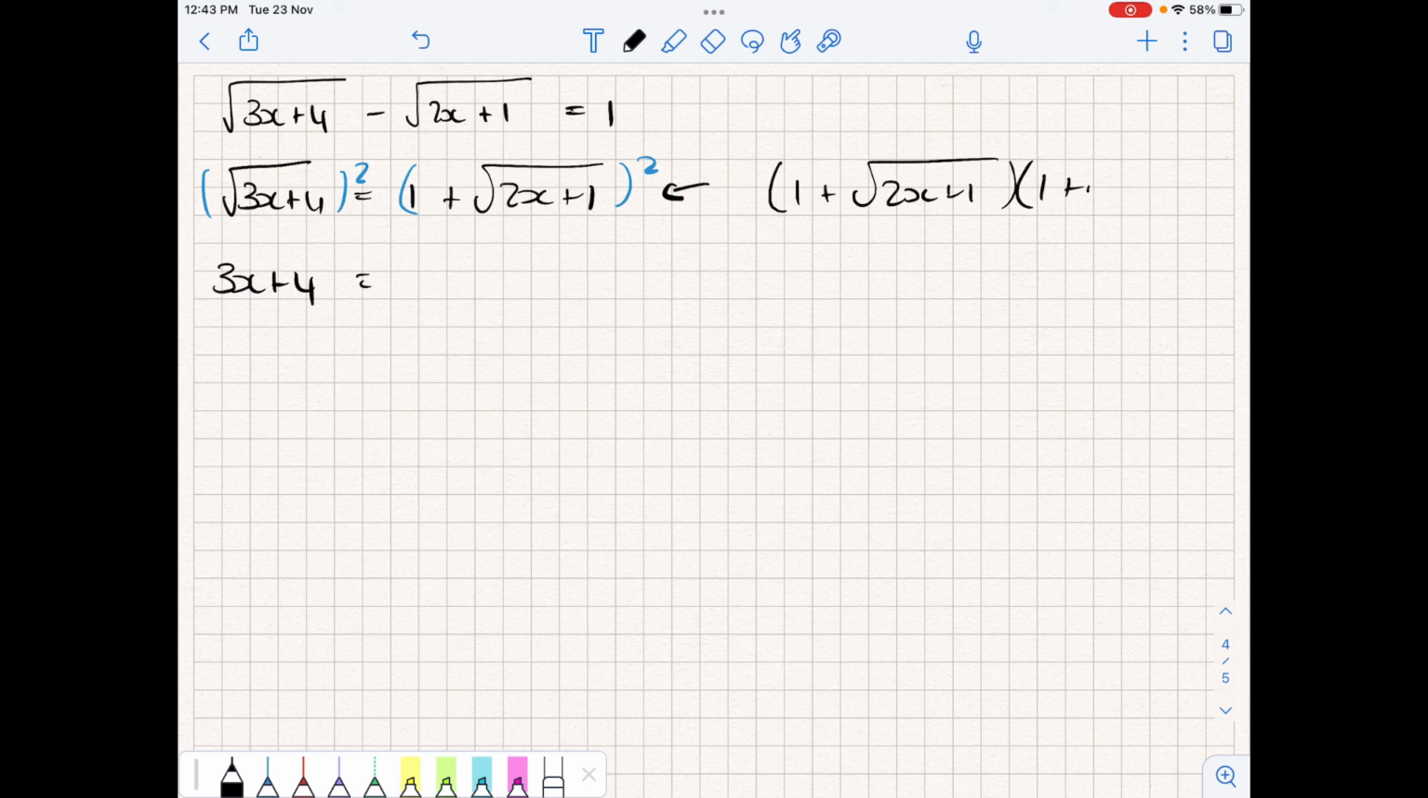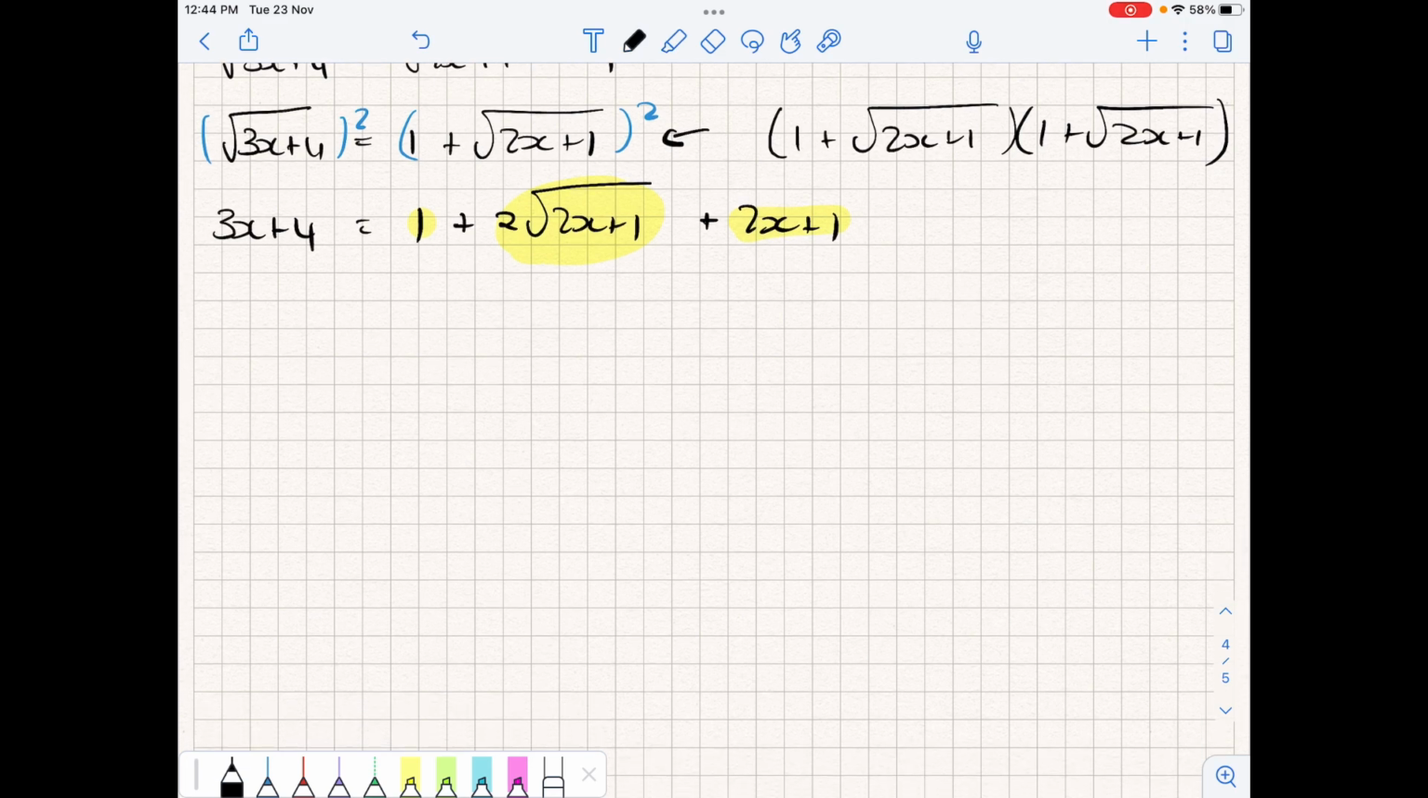if that helps you. And you can do it term for term, or alternatively, if you can spot the pattern, you can just simplify this in one go. So I can see I'm going to get 1, and then plus 2 square root 2x plus 1, plus 2x plus 1. Okay, here's my first, here's my middle term, and here's my last term. I've just combined the two middle terms already.